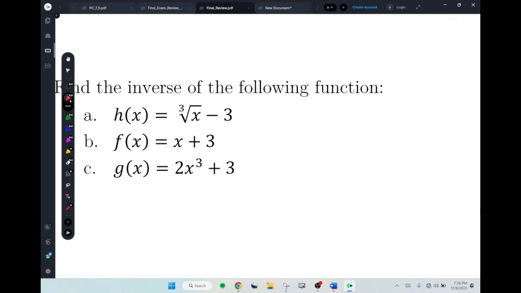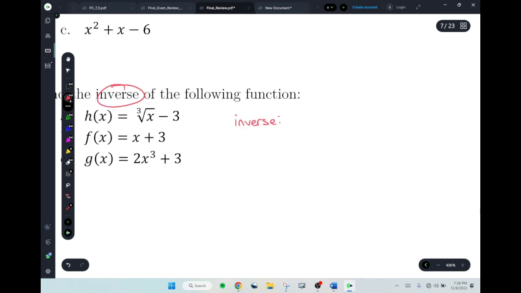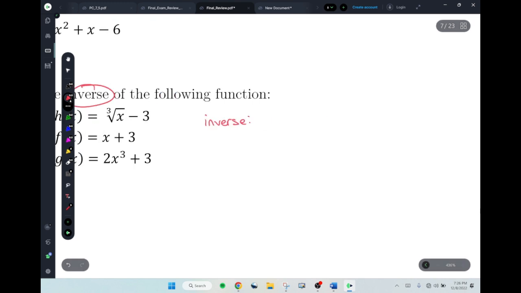Inverse has some steps. It has 4 steps. But even if you forget all the steps and you only remember one step, what's the main step for inverse? I'm just trying to break it down. There are 4 steps, but you really only need to know one of them to be able to possibly get it.